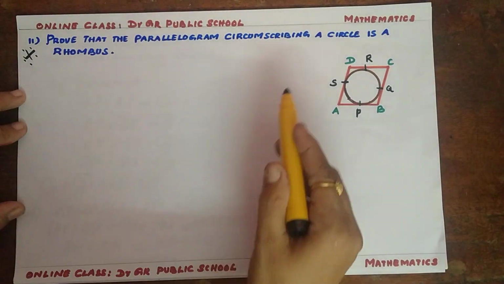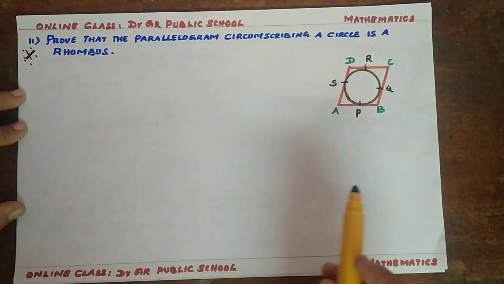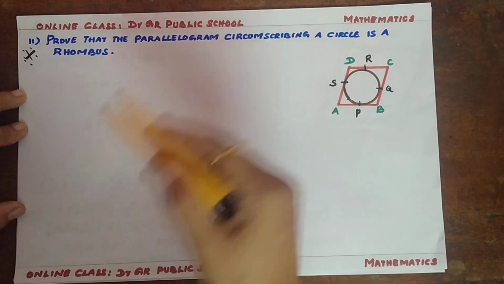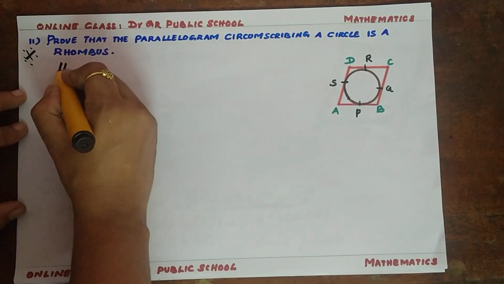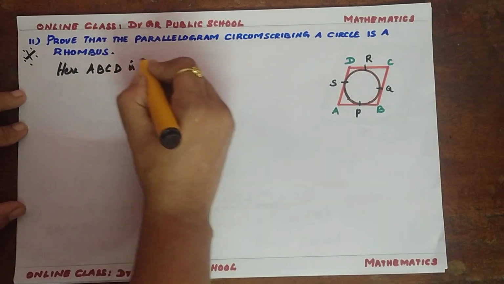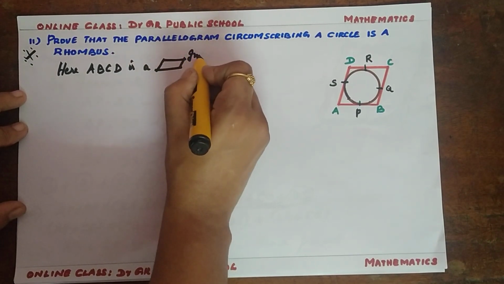Prove that the parallelogram circumscribing a circle. In the last question you were given a quadrilateral. In this question, the parallelogram is circumscribing a circle. So what you can say, ABCD is a parallelogram.